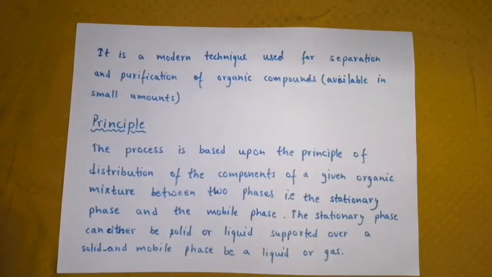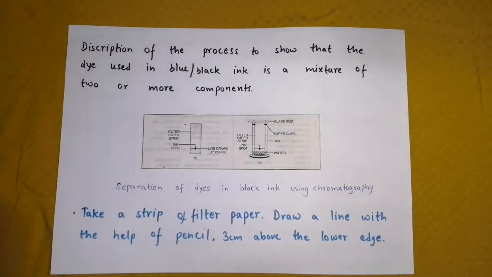Chromatography. Chromatography is based on the principle of distribution of components of a given mixture between two phases, stationary and mobile phase. The stationary phase can be solid or liquid supported over a solid, and the mobile phase can be liquid or gas. It is used in separating colors in a dye, separating pigment from natural color, and drugs from blood.